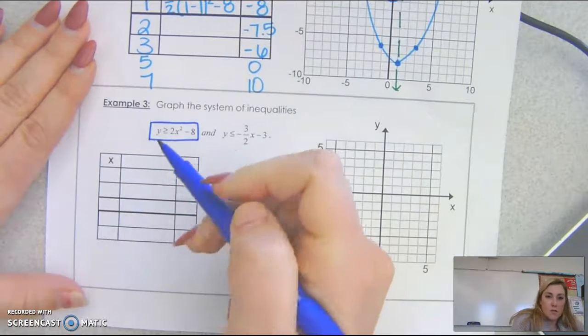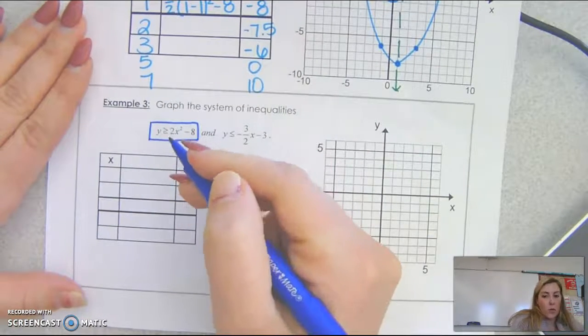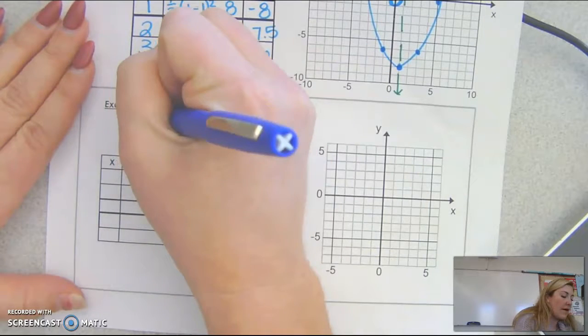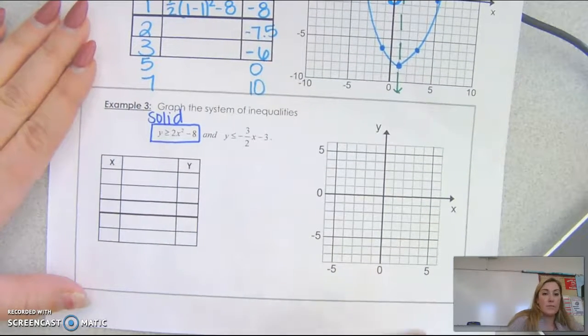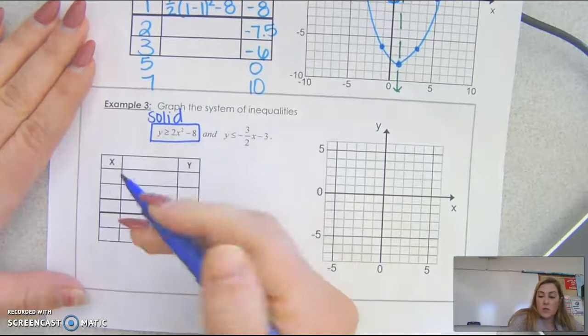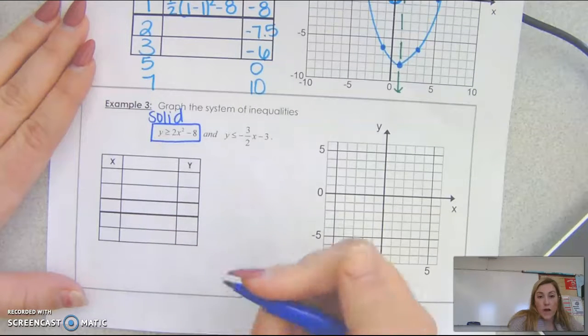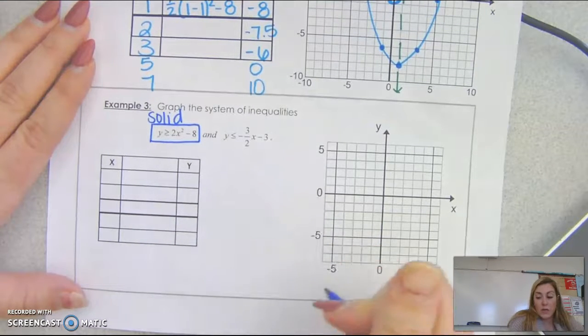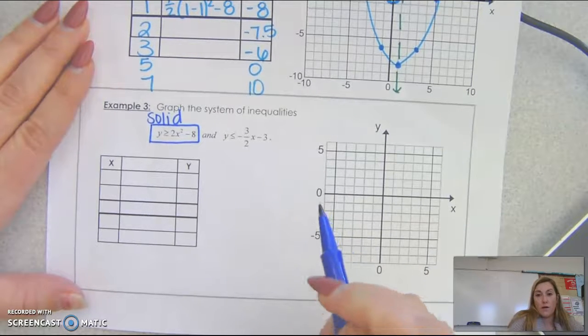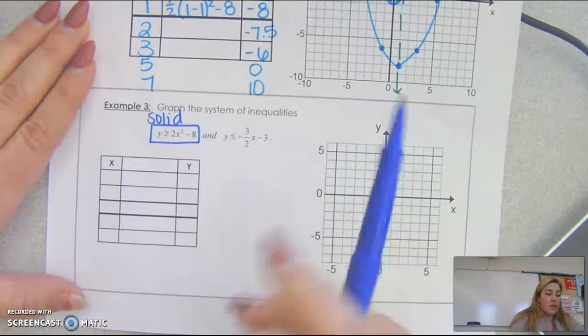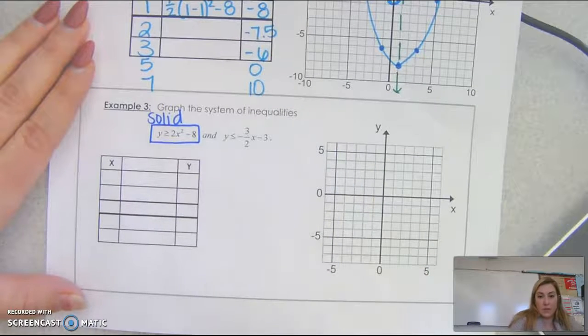So if we look at this first one, we notice that that's a greater than or equal to, which means that when we graph it, it needs to be a solid line. Since it has an x squared, that means that it's a quadratic function, which means it's going to be that U shape. So the first thing that we need to do is figure out what our vertex is going to be.